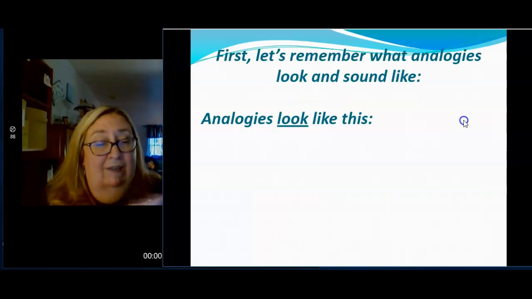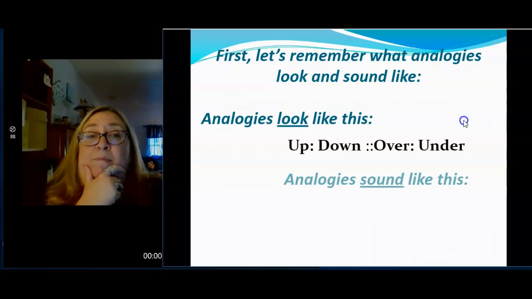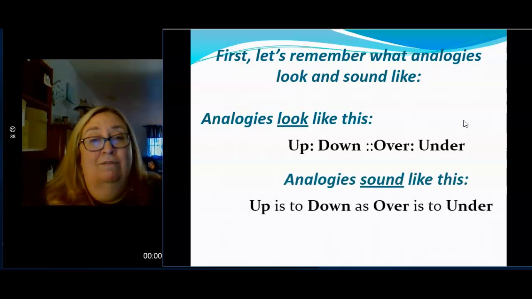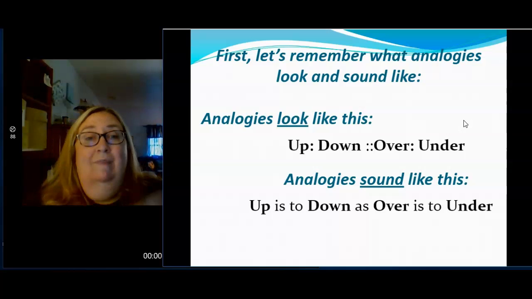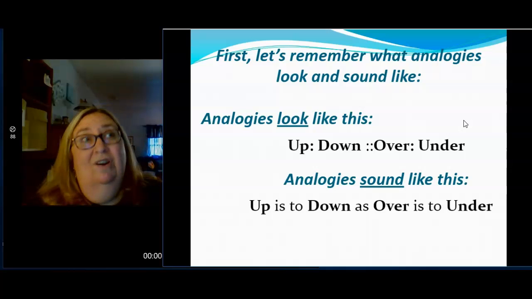Okay, so again, this is what analogies look like with colons: one colon between one pair, two colons between the two pairs, and then another colon between the last two words. But the way we say them, we will say up is to down, as over is to under. That "as" in the middle lets us know that the relationship between the two pairs of words is the same.